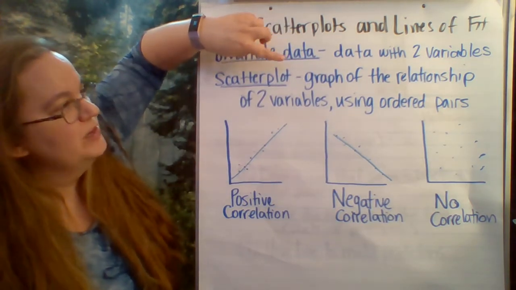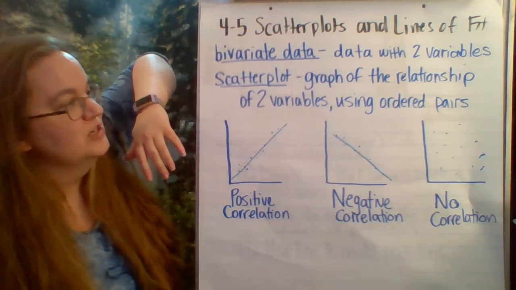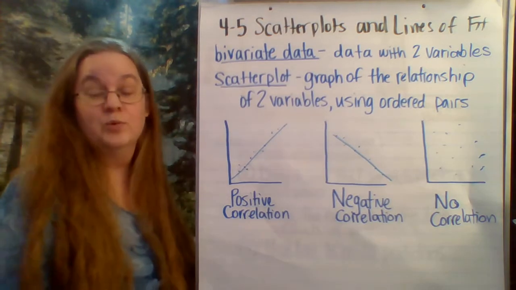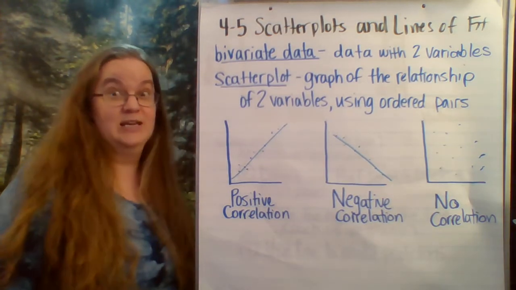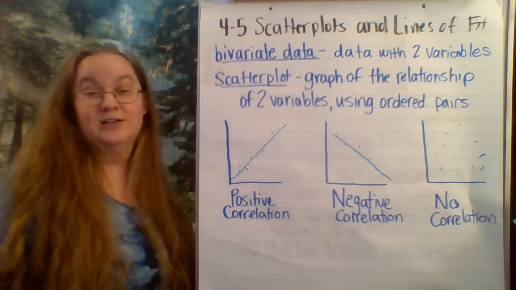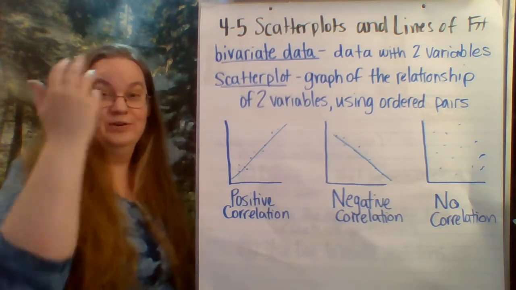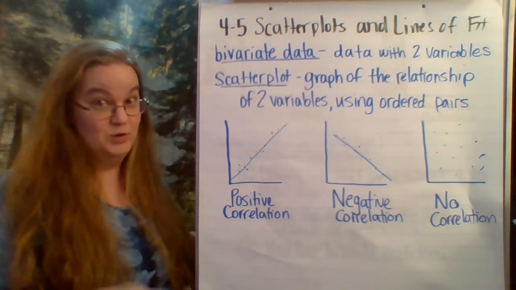And so a scatter plot is how we graph that relationship. And we do it using ordered pairs. So if you're making, say, $8 an hour, that would be for 1 hour, you would get $8. So we would graph (1, 8).